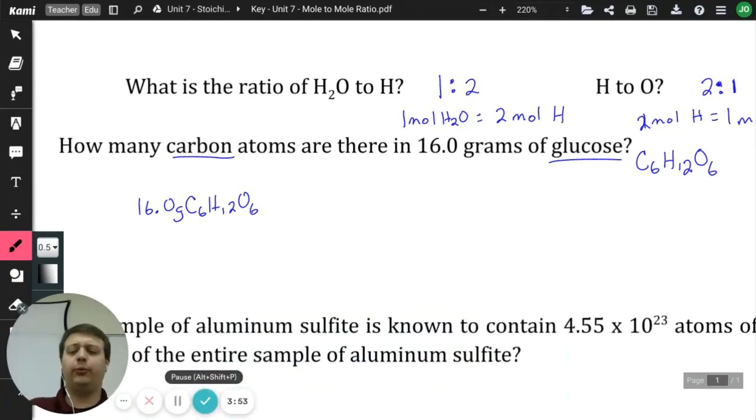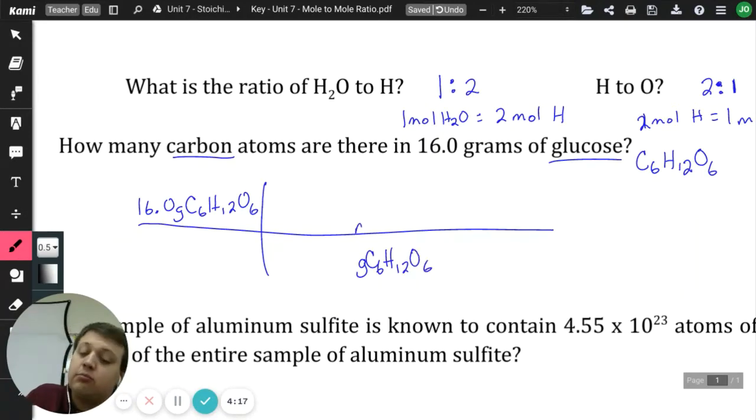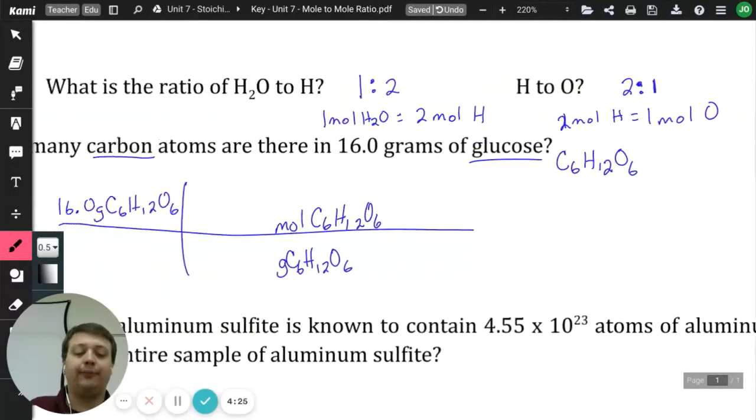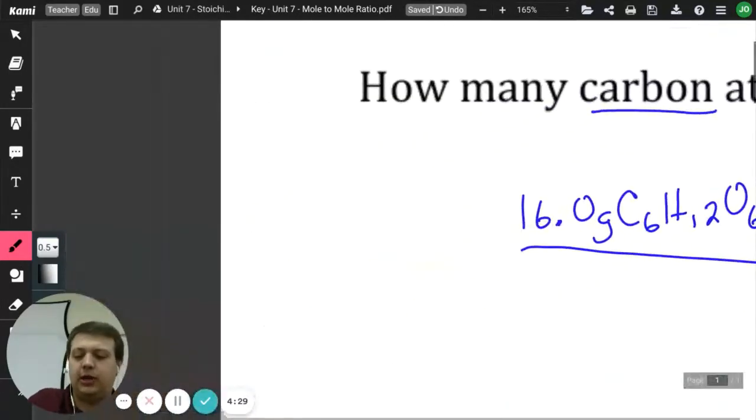Okay, so now let's take a look at this. So I've got how many carbon atoms are there in 16 grams of glucose? So again, I need to moles it out. I need to go to moles. So based off of what we've already learned, to go from grams into moles, we use our molar mass, right? So I'm going to have to convert from grams of glucose, C6H12O6, into moles of glucose. And we're going to do that using our molar mass, okay? Now, I'm actually going to solve for my molar mass just somewhere off to the side. So I'm going to do it over here, actually.